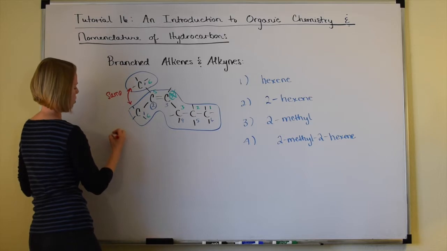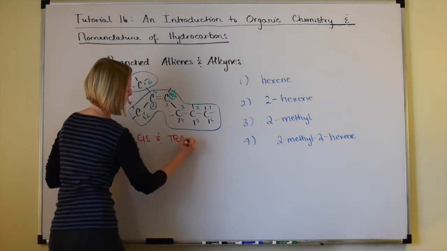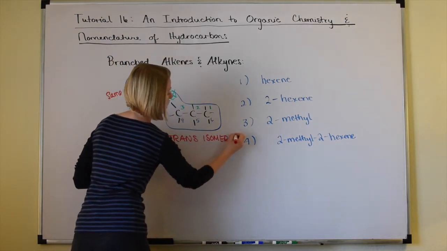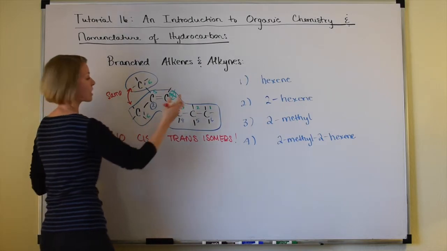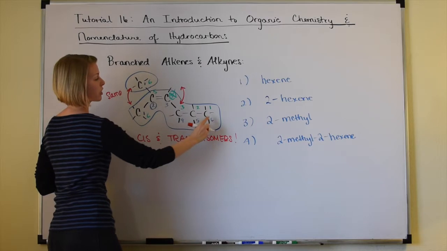So therefore there are no cis and trans isomers for this particular alkene. It doesn't matter that the other side is different. This is a hydrogen and this is a CH2, CH2, CH3.